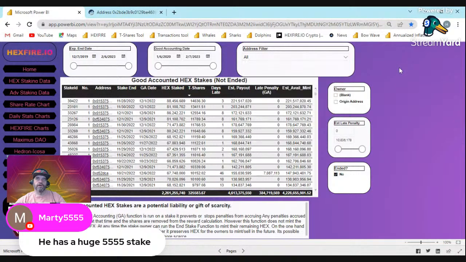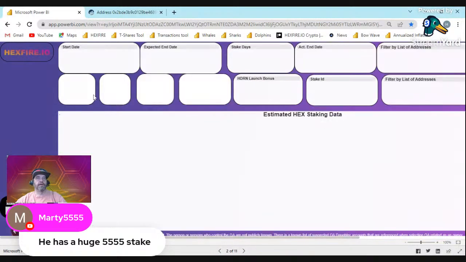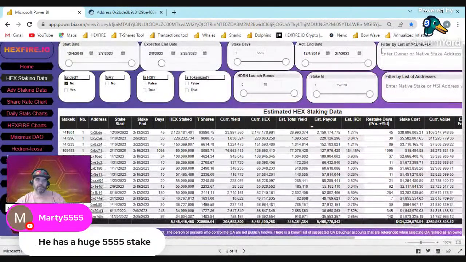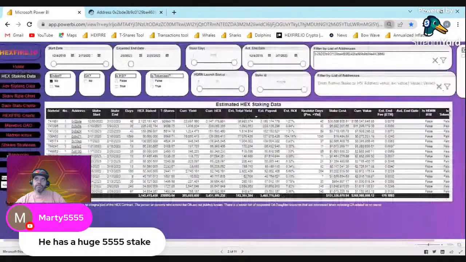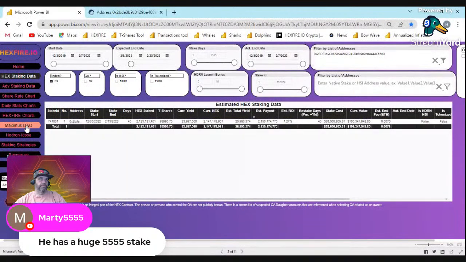I don't show them as good accounted either. So are we too short in the number of days? No. No. So, well, what can I do? I can go look at the data in the background later to see, but let me go back over to my hex staking data to see what happened with this. Again, I'll put his address in here and hit the filter and then ended no. Yeah, maybe something got kind of messed up.